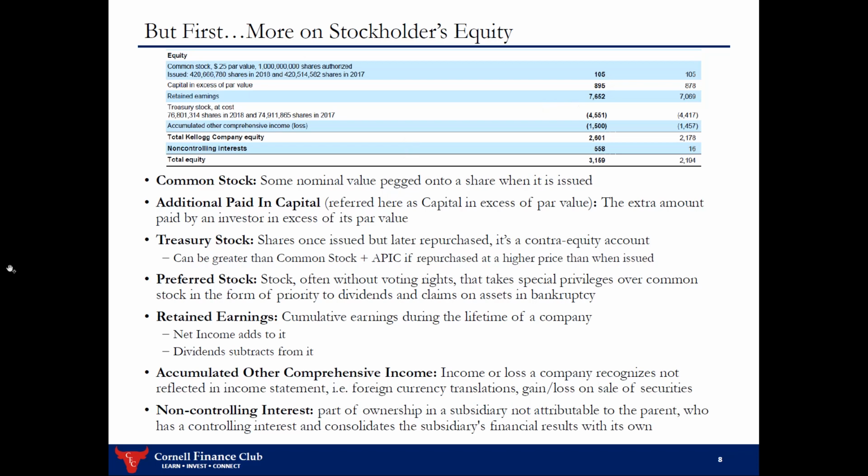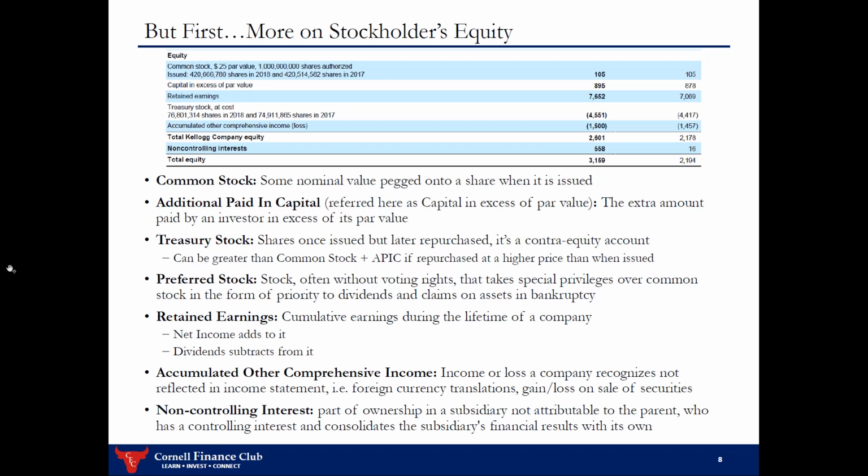Then you have preferred stock. So this is stock which is often without voting rights, but it takes privileges over common stock in the form of priority to dividends, and also has claims on assets in the event of bankruptcy but before common stockholders. Retained earnings, explained above, is cumulative earnings during the lifetime of a company, so net income adds to it and dividends subtract from it. And then you have the accumulated other comprehensive income.